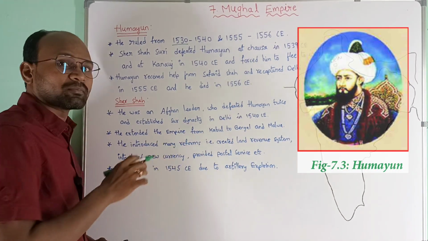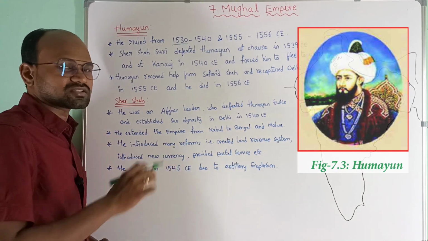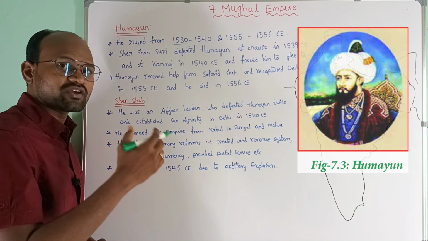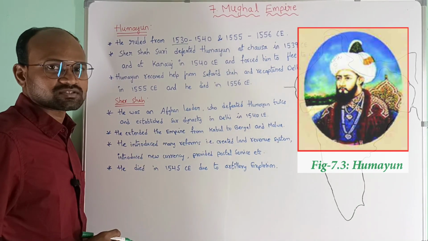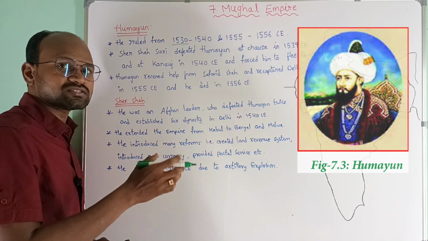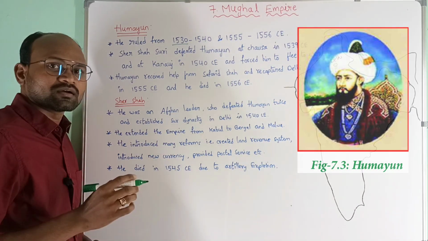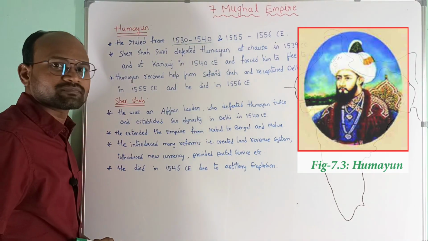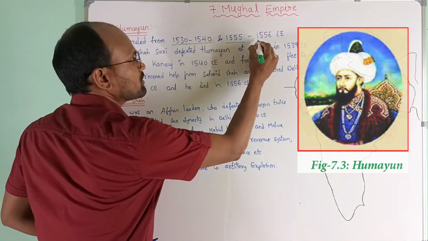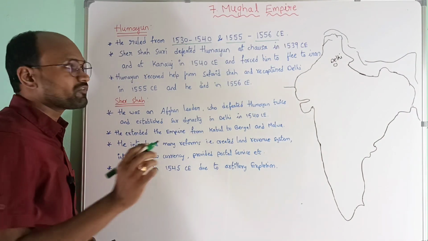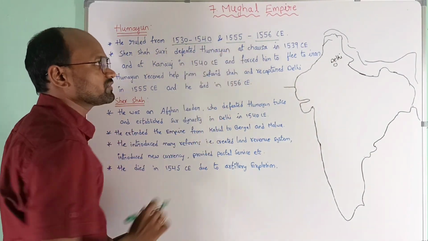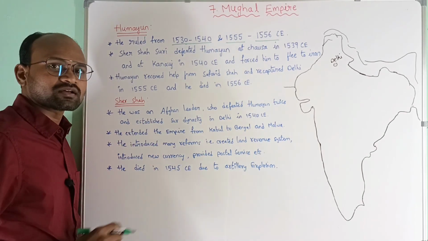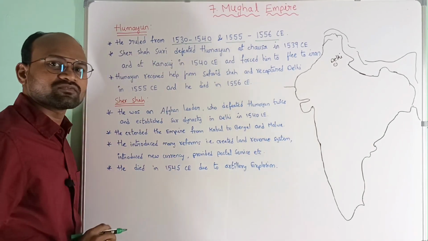But after the death of Babur, Humayun's brothers became rivals against Humayun. So Humayun faced rivalry from his brothers. But still, Humayun managed to ascend the throne, and he ruled from 1530 to 1540 CE and from 1555 to 1556 CE. So why was there a gap between 1540 and 1555? Let us discuss. Humayun ruled for 10 years from 1530 to 1540.